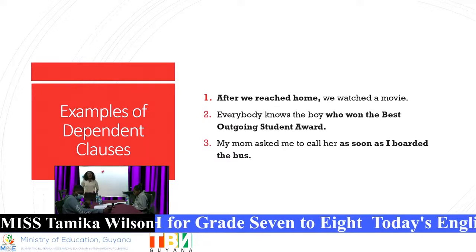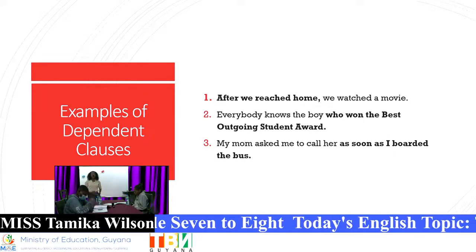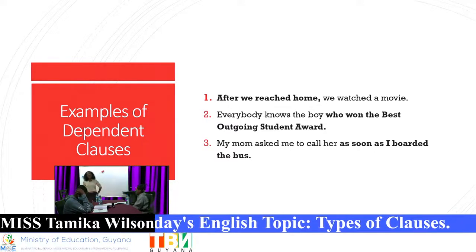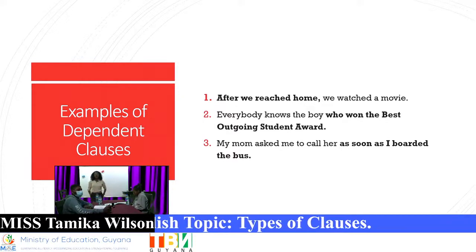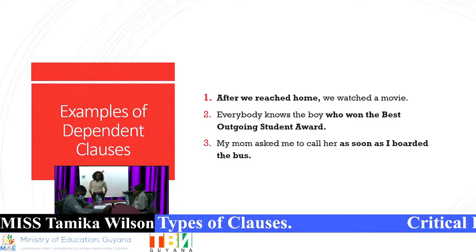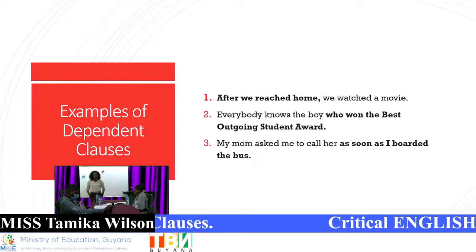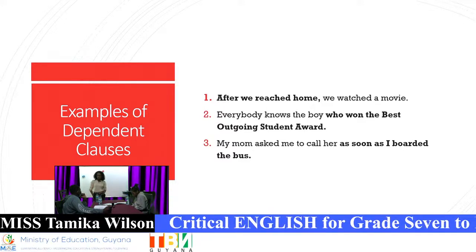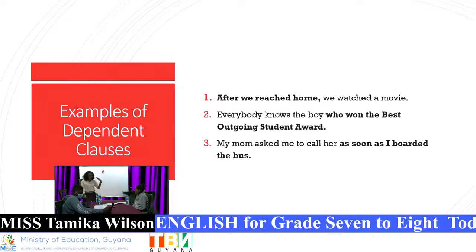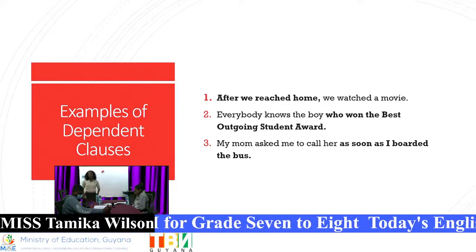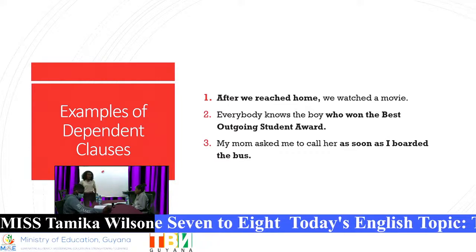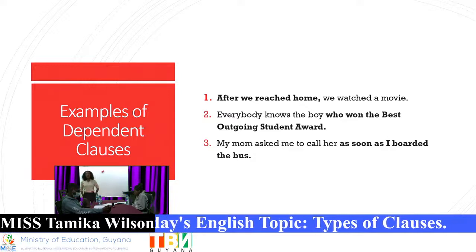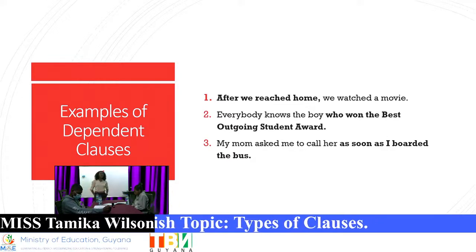Let's look at number 2. Everybody knows the boy who won the Best Outgoing Student Award. If I say, who won the best outgoing student award? What would your expression be? Who? What is that? Who won it? Why? Those are questions lingering in our minds. In order to express ourselves completely, and for people to have a thorough understanding and to convey the message correctly and accurately, we need to express ourselves completely. So everybody knows the boy. Which boy? Who won the best outgoing student award.